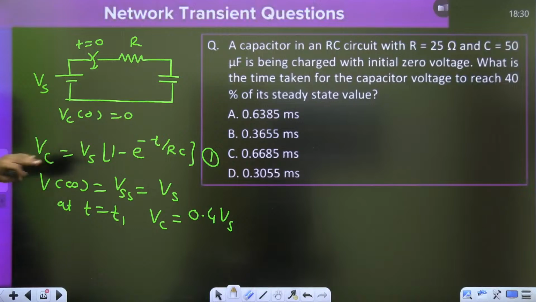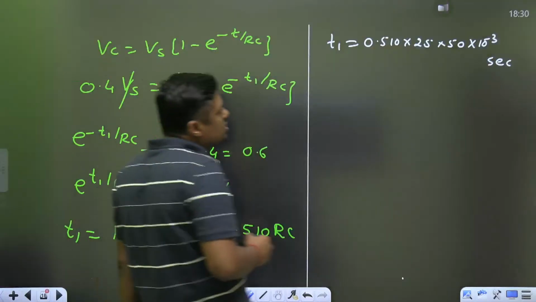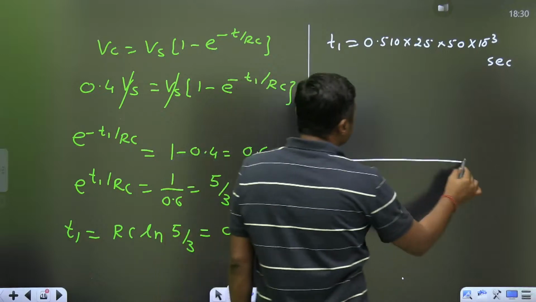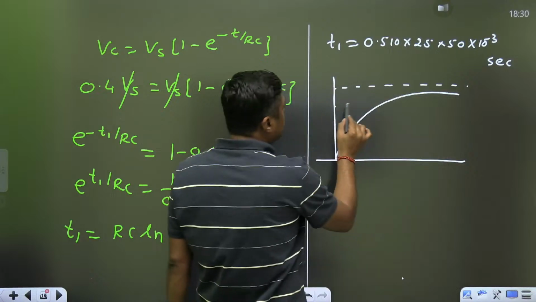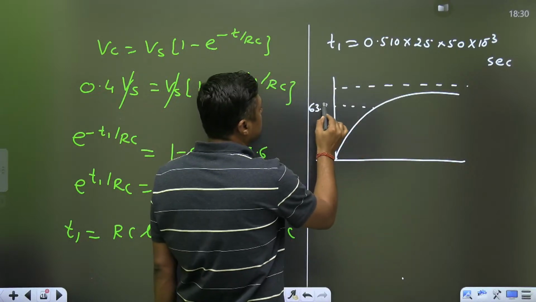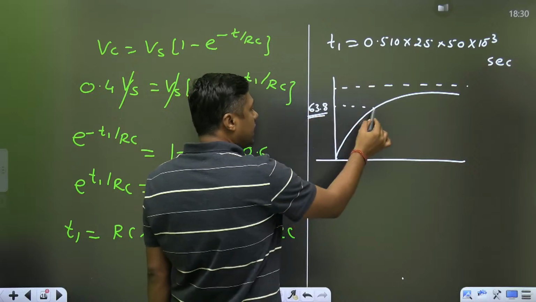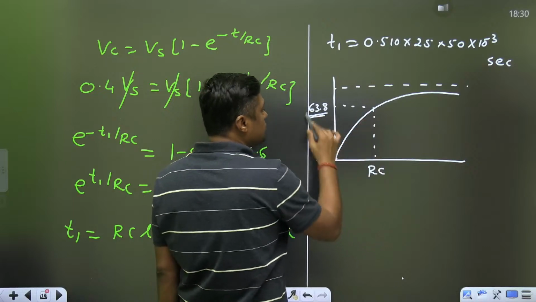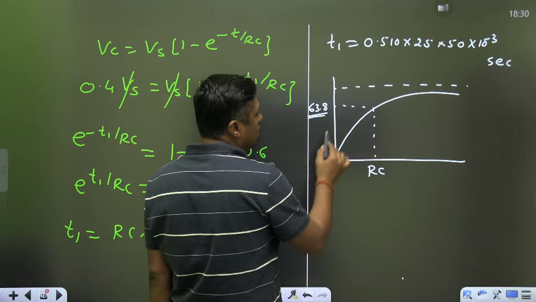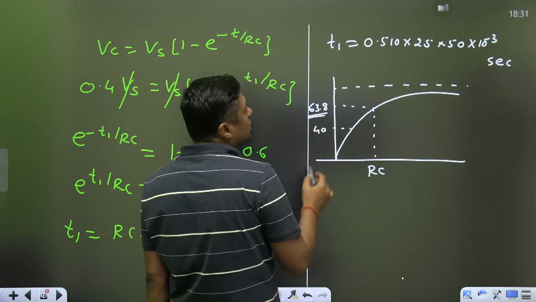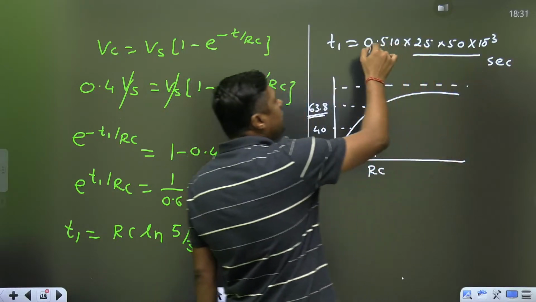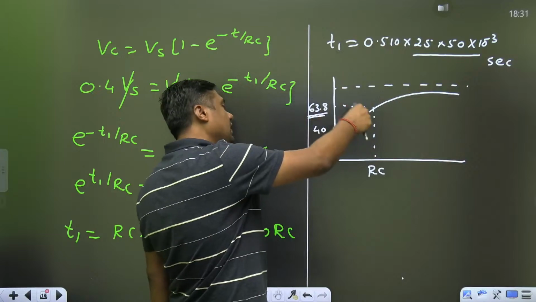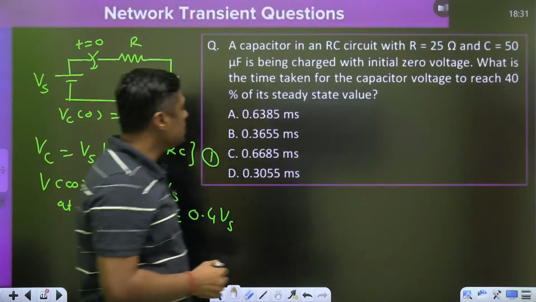Write down this. Always remember, in one time constant, it will charge up to what? 63.8%. In one time constant, meaning in 1 RC, it will charge up to 63.8%, so the answer will be less than that because we have to charge up to 40% only. So what is the value? This is the RC and this is only 50% of the RC. Definitely it will be less than RC. So the answer is this one.